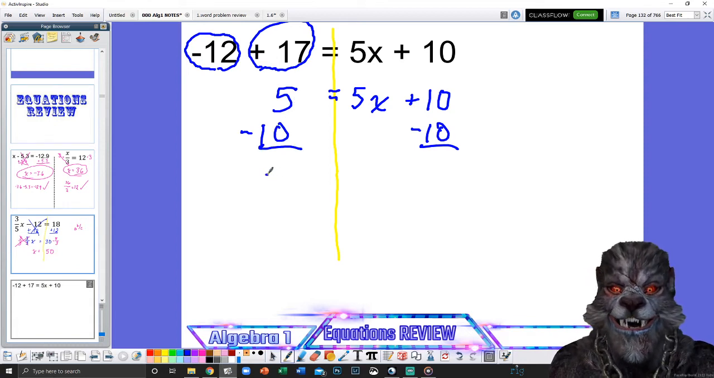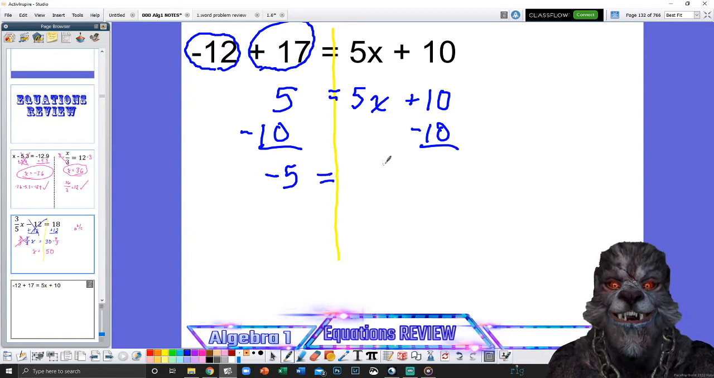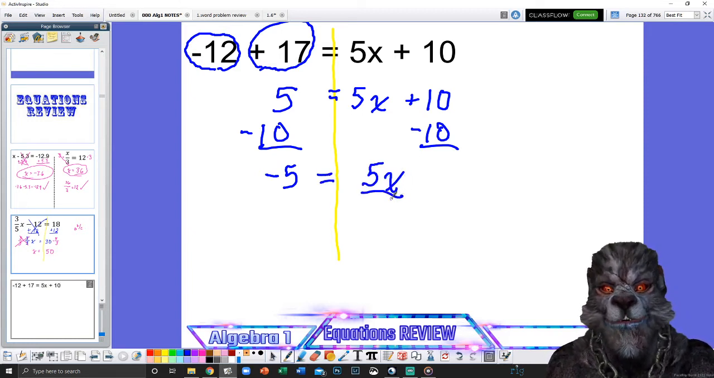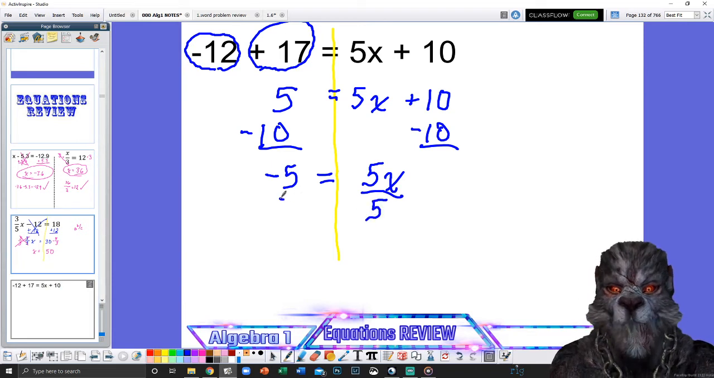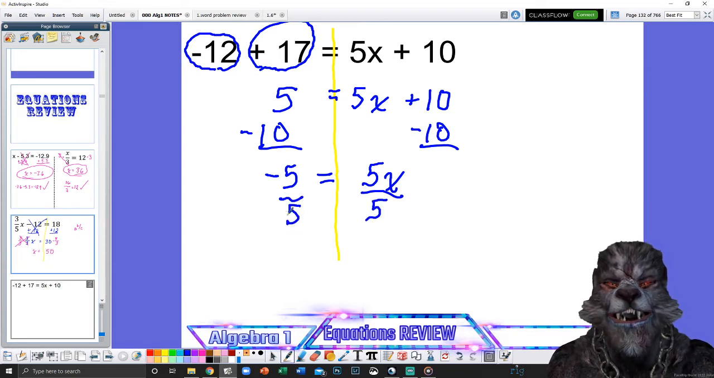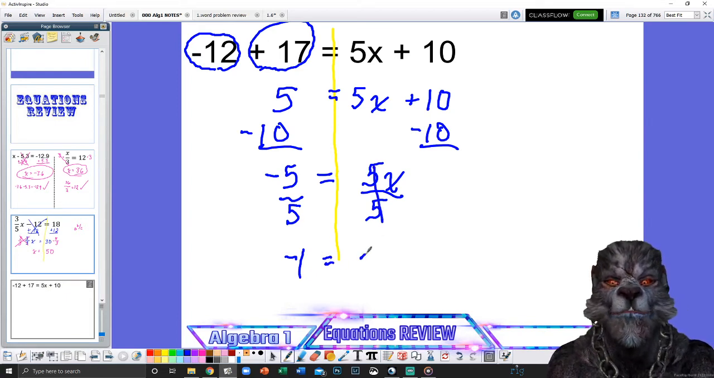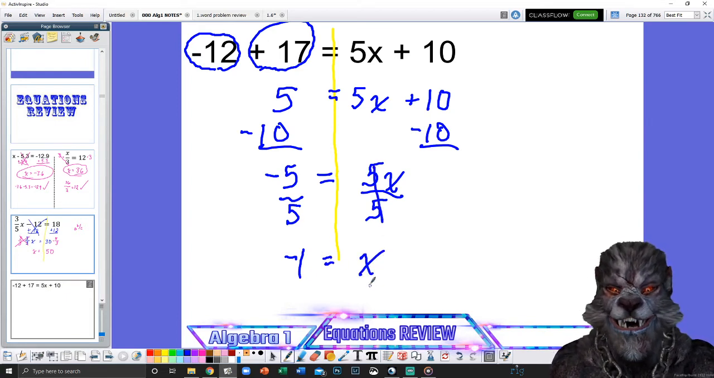5 minus 10 gives me negative 5 for the answer. Now I notice that 5 is touching my x. I don't want them touching, so I'm going to divide by 5. This gives me negative 1, and these cancel, leaving me with x. So x equals negative 1.